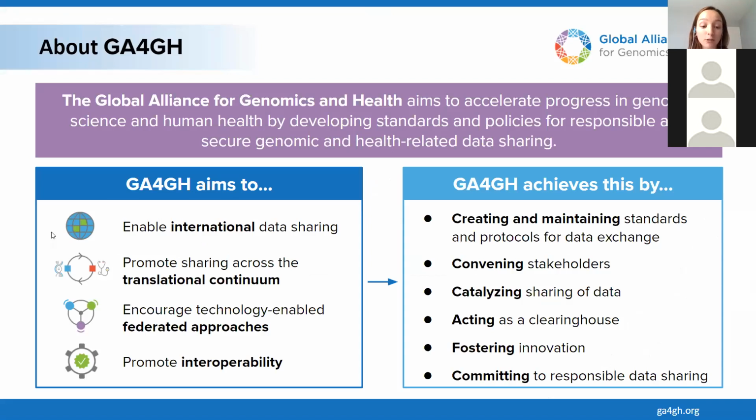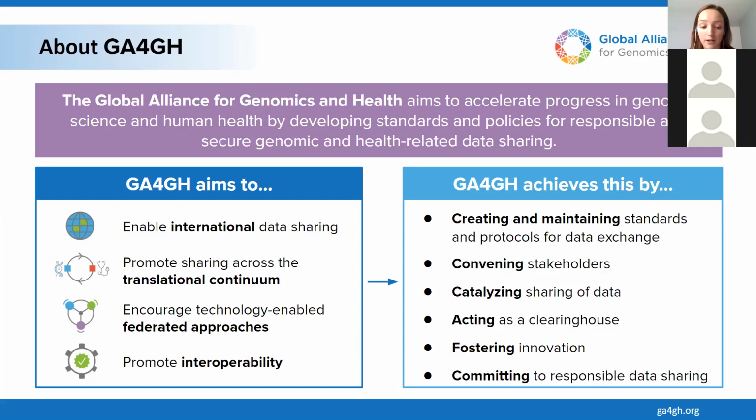Okay. So the Global Alliance for Genomics and Health is an international non-profit that develops standards, policies, and frameworks for the responsible and secure sharing of genomic and other health-related data. So we aim to enable sharing of data not just across national or institutional borders, but also across the translational continuum between research and healthcare. And so we encourage technology-enabled federated approaches, meaning that analysis is moved to the data rather than, say, aggregated around the researcher. And we do all of these things by convening stakeholders, catalyzing sharing of data, and fostering innovation.